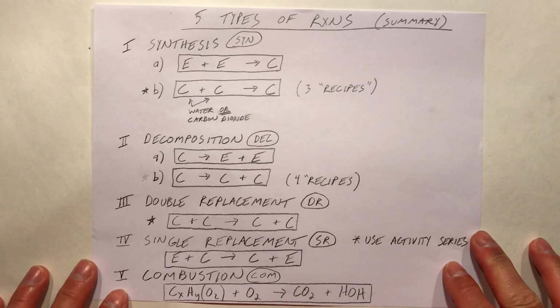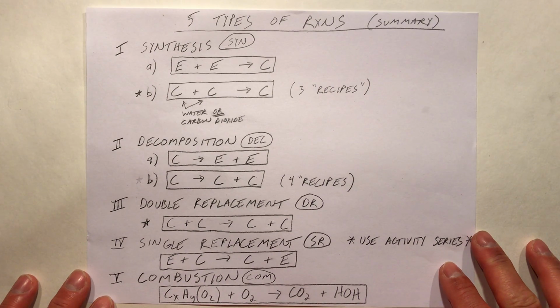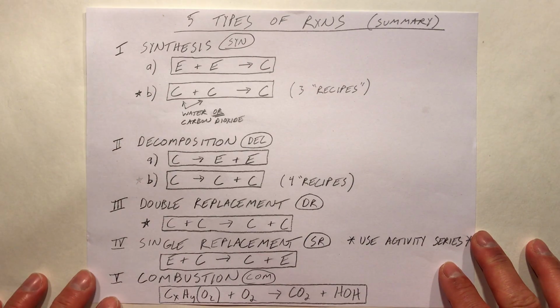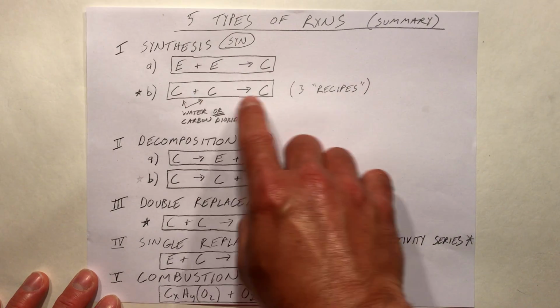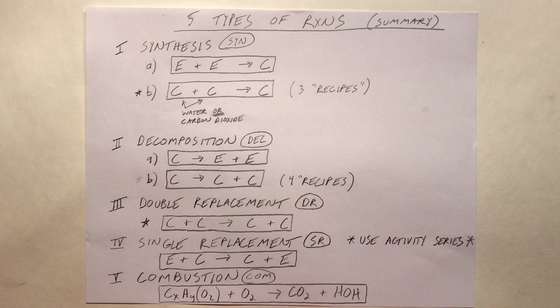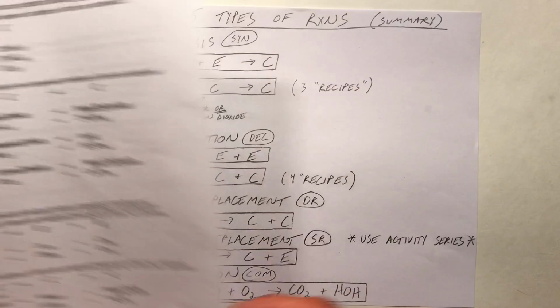All right, so if we look at these 5 reaction types, kind of summarize these, we can see there's pretty much a different set of reactants for every reaction type except for these two where we have a star. So for synthesis, we can have 2 elements forming a compound or 2 compounds forming a compound. And we can follow those 3 recipes that are on that reference sheet if we have a complex synthesis.